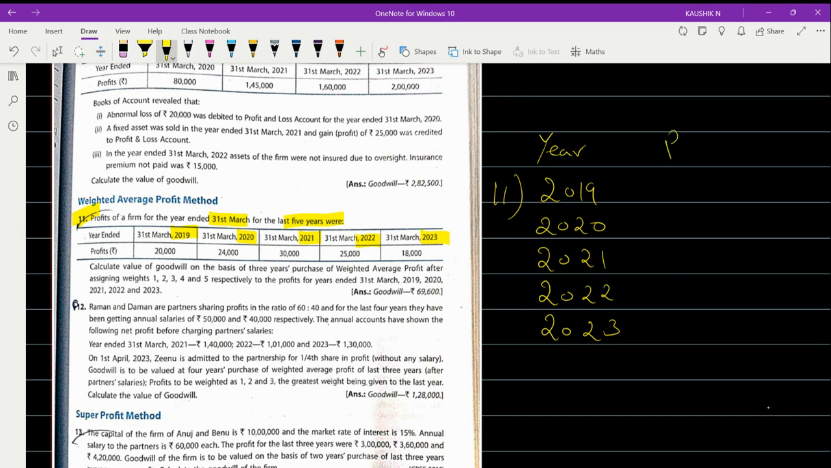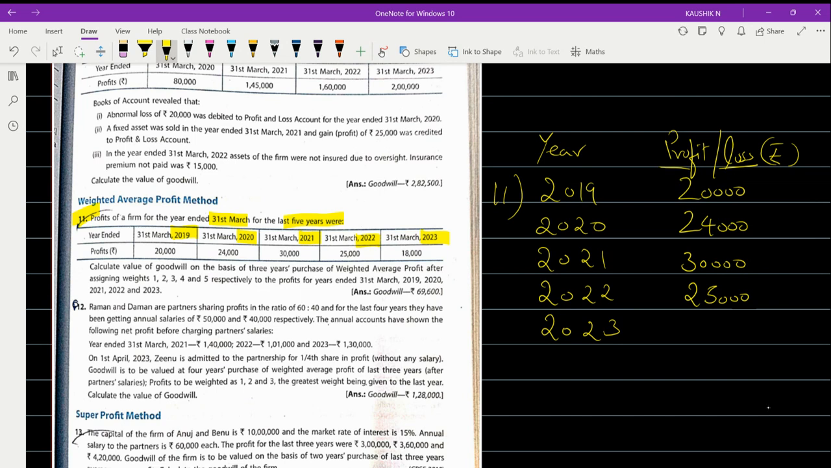Now, in the next column, write down the value of profit or loss given in the question for that particular year, with the rupee symbol. For the year 19, it is rupees 20,000. For the year 20, it is 24,000 rupees. For the year 21, it is 30,000 rupees. And for the year 22, it is 25,000 rupees.